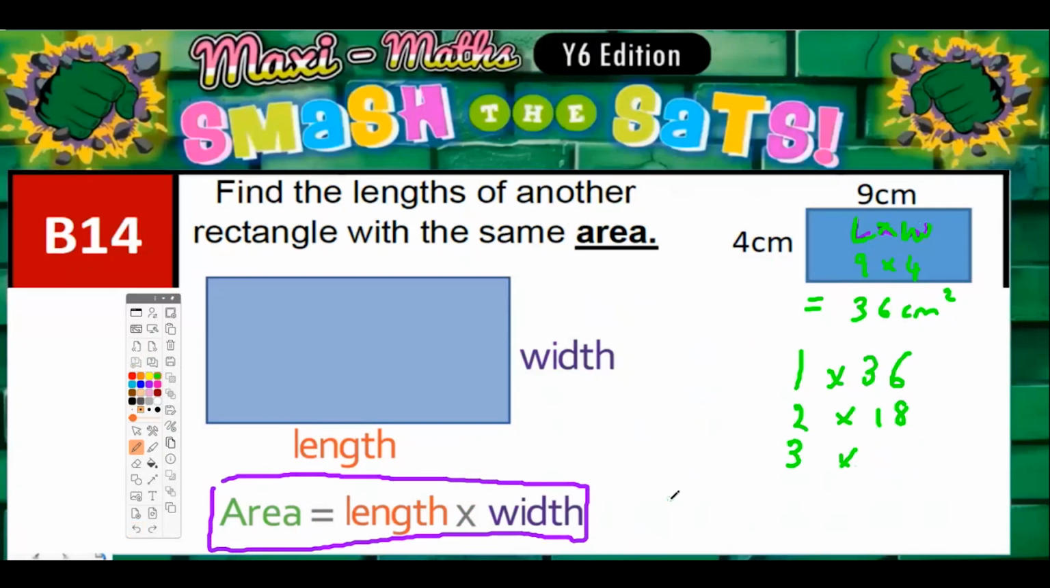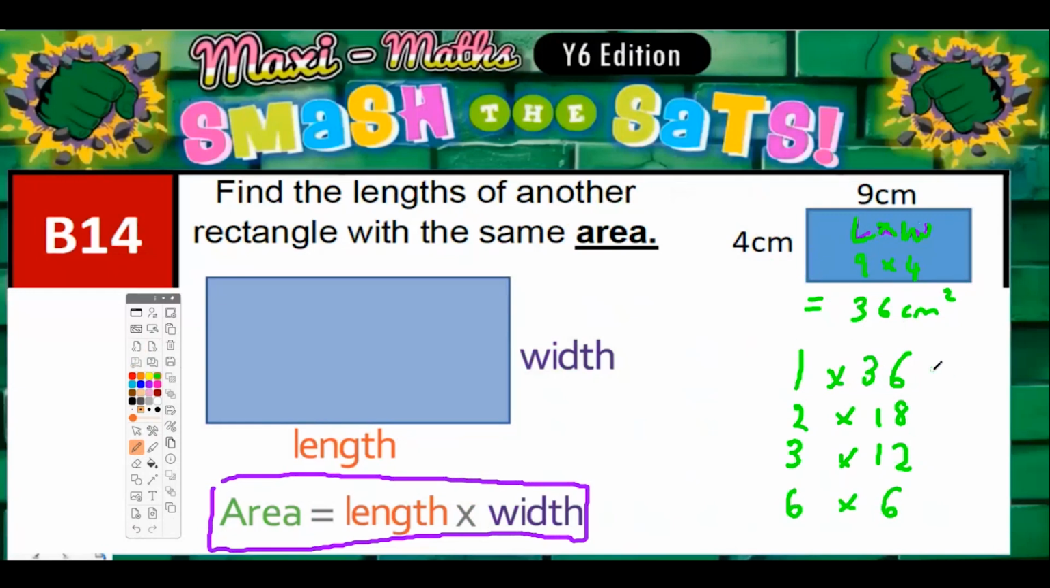I've got it written 3 times 36. Didn't mean that. Pardon me. I meant to say 3 times 12. Does 4 work? Well, 4 is the one we've got here. 4 times 9 makes 36. Does 5 work? Well, 5 doesn't go into 36 without leaving a remainder, but 6 does. It would be 6 times 6. 6 times 6 is also 36.